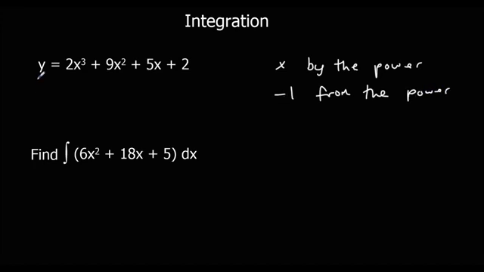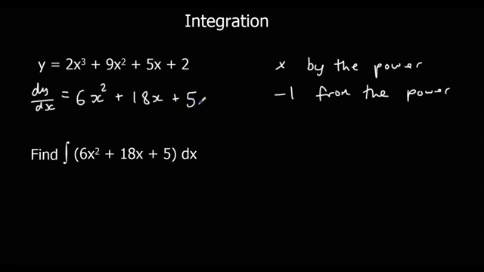So let's differentiate this. dy/dx is going to be, we're going to times by the power, 3 times 2 is 6, and take one off the power, so 3 goes down to 2. We're going to times by the power, 2 9s are 18. We take one off the power, 2 minus 1 is 1. We don't have to write the power of 1. x by itself means x to the power of 1. 5x, the power is 1, so 1 times 5 is 5.